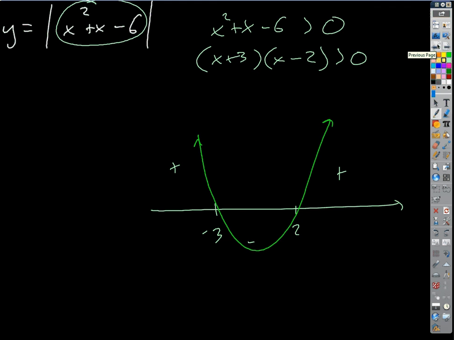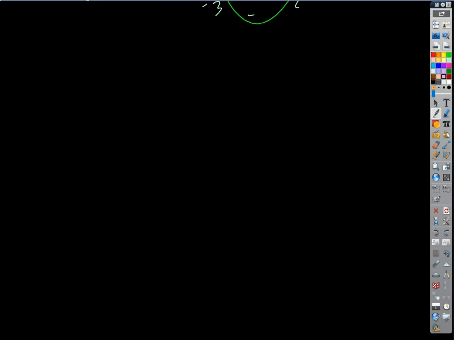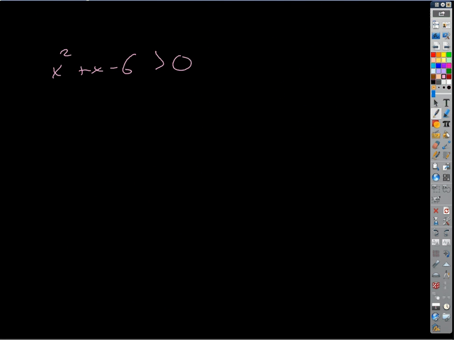Let me see another way to do this that works. But I could take the same inequality. What was it, x squared plus x minus 6? Right, let's say we want to know where it's positive valued. Okay. What if I were to complete the square? Okay, why might that be?